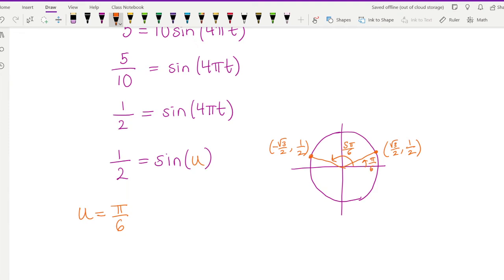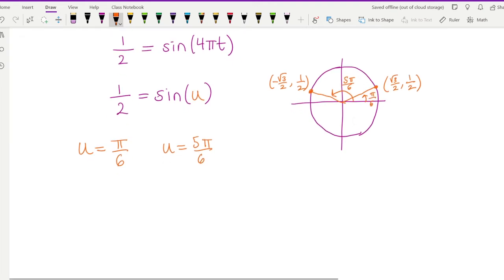So that tells us that u could also be 5 pi over 6. Okay, so how do we go from here? Well, remember that that's not really the equation we were trying to solve. We were trying to solve sine of 4 pi t is equal to 1/2. And so what we need to do now is instead of writing u is equal to pi over 6 and 5 pi over 6, we now just need to replace that with 4 pi t.